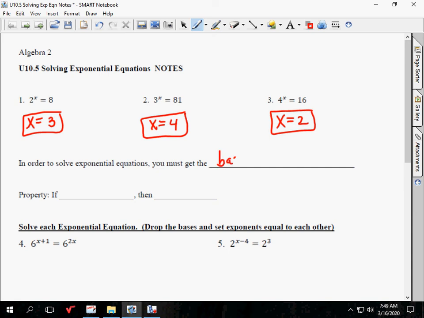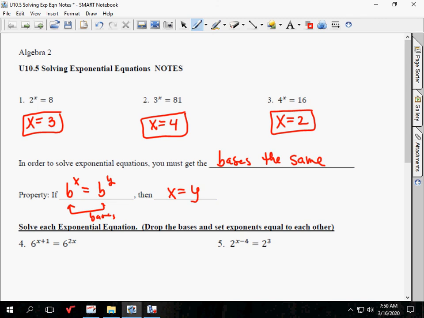Get the bases the same. All right, and so there's a property that says if b to the x power equals b to the y power, if the bases are the same, so again, these are our bases that we're looking at, if those are the same, then the exponents must be equal to each other, right? x equals y. And so that's the concept that we're going to use. We're trying to get the bases the same, then we can cancel them out and set the exponents equal. And then you just solve for x or whatever variable is in the problem.